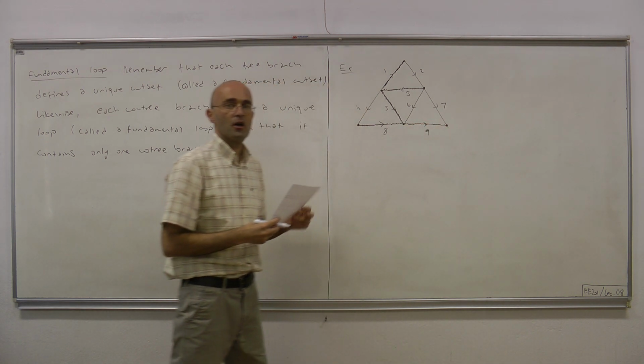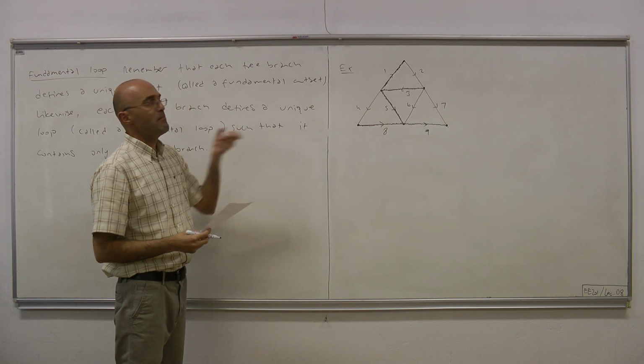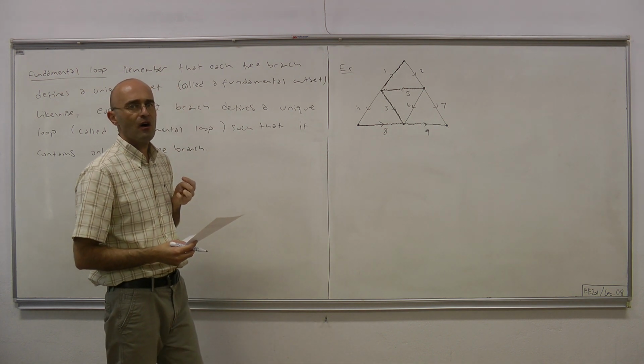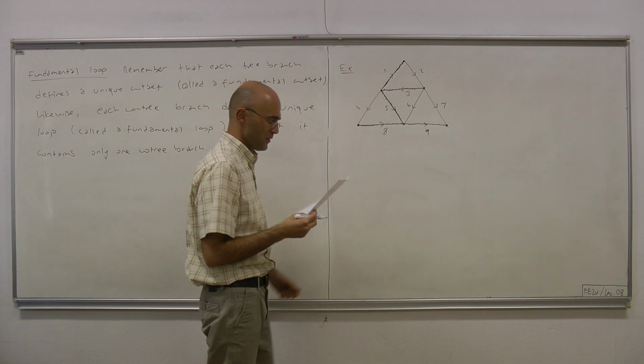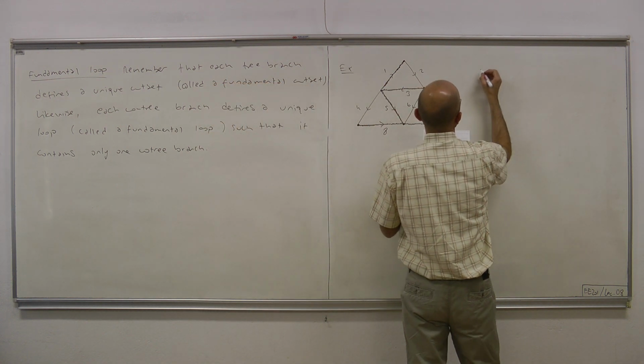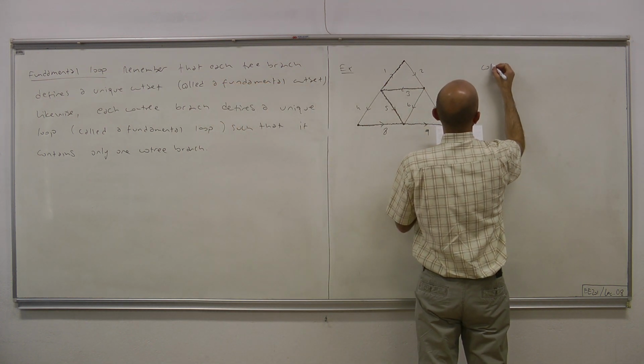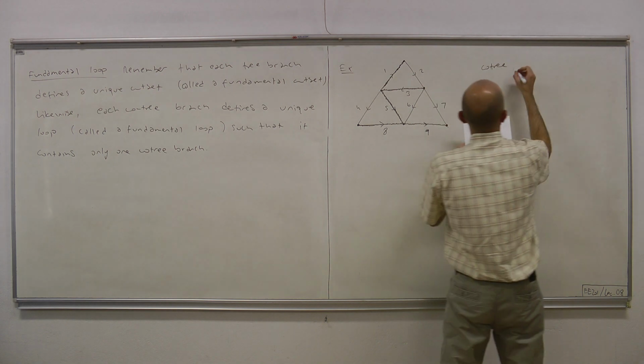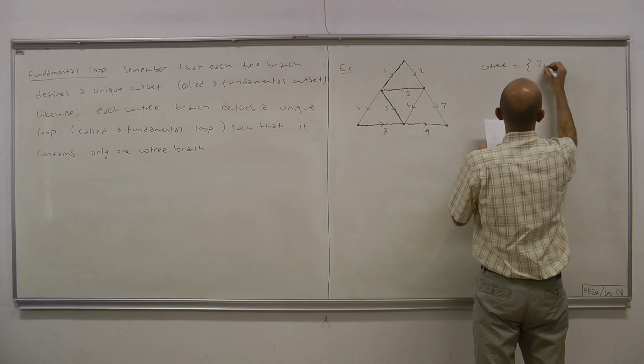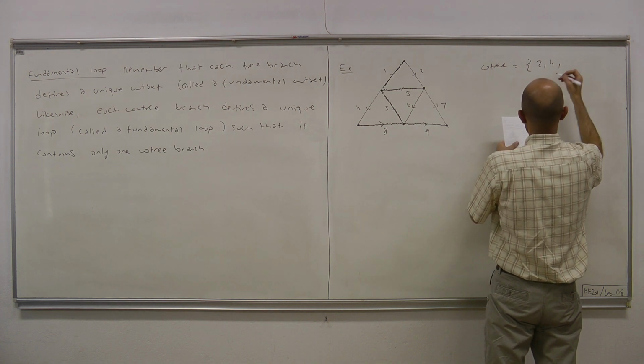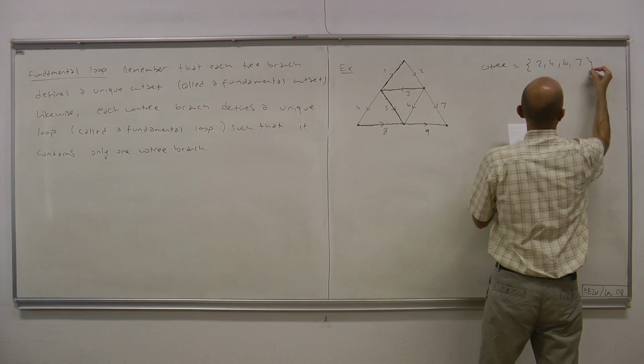Okay, so that's our tree. And what remains, the remaining branches, are cotree branches. Cotree branches are branch numbers 2, 4, 6, and 7.